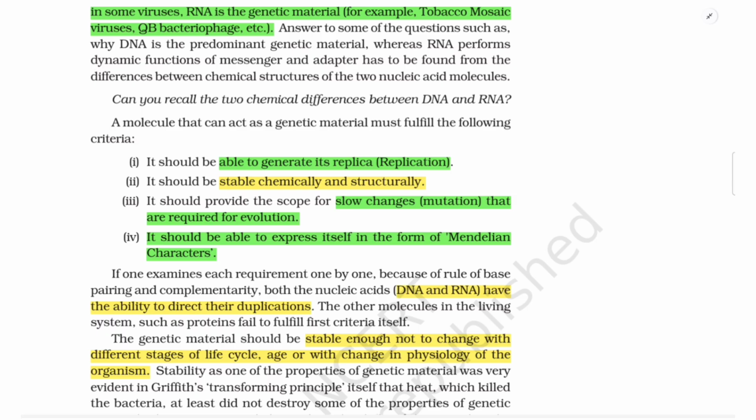A molecule that can act as genetic material must fulfill the following criteria. Number one, it should be able to generate its replica, that is, replication. Number two, it should be stable chemically and structurally. Number three, it should provide the scope for slow changes, that is, mutation, that are required for evolution. Number four, it should be able to express itself in the form of Mendelian characters.